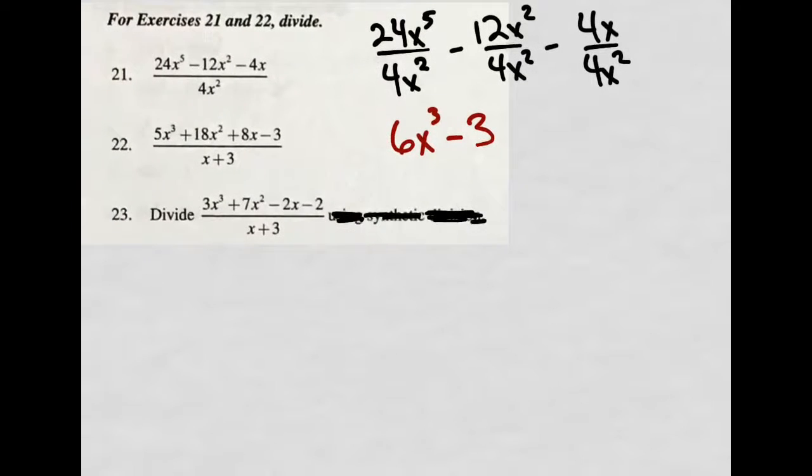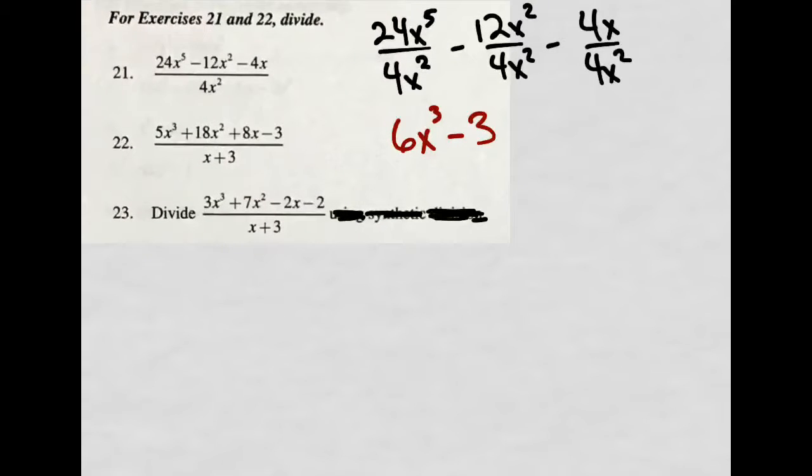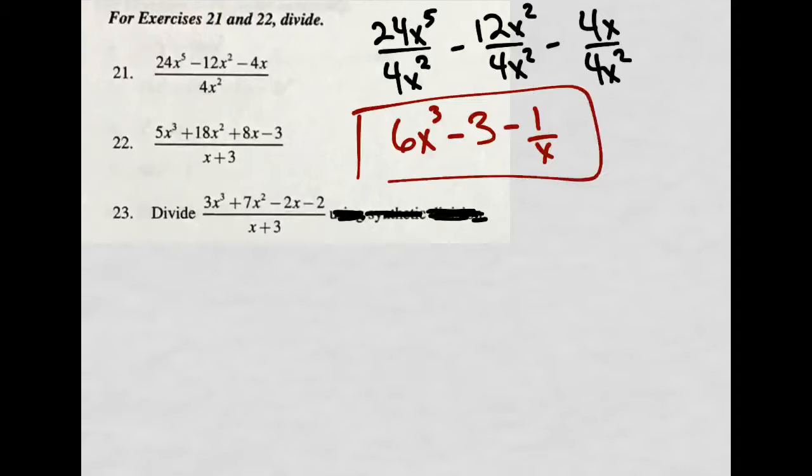All right, 4x over, so the 4 over 4 is 1. But then this is interesting because we've got two x's on bottom and only one x on top. So then we would have one x left on bottom. Okay, and so that's number 21.